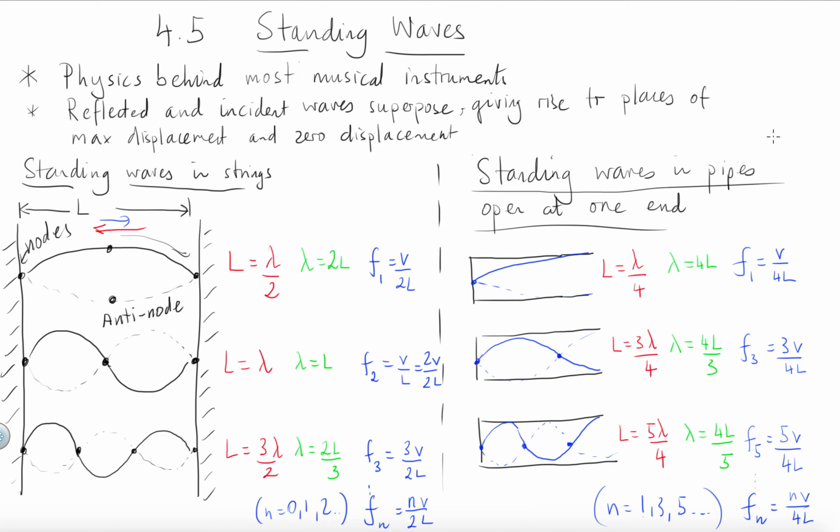So standing waves is the phenomenon where we get at certain frequencies waves which upon reflection have parts of the wave which have zero displacement, they're called nodes, and parts of the wave which have maximum displacement, antinodes, and it means we can perceive sounds in musical instruments.